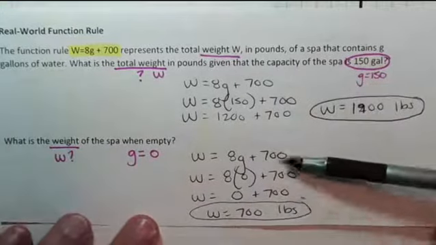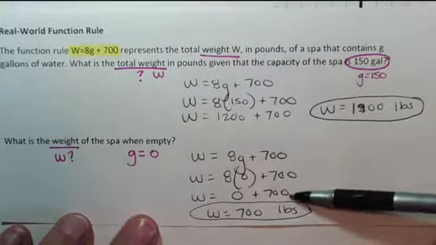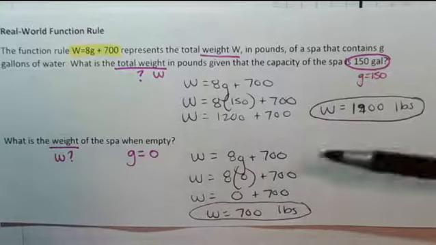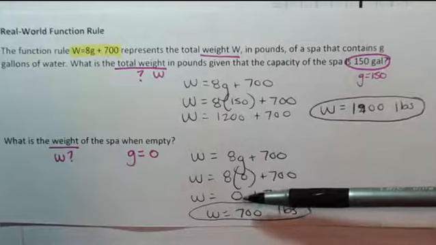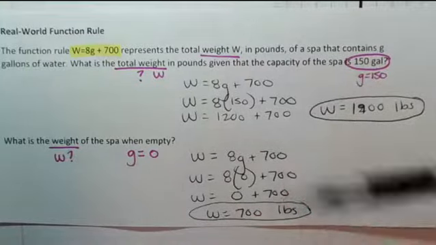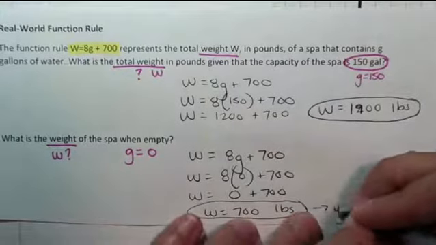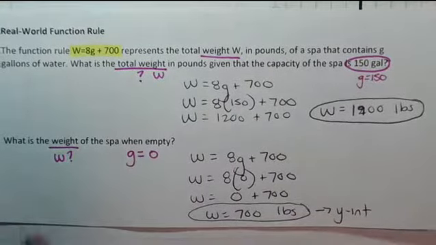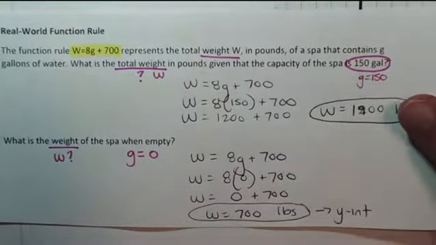So remember we talked about the y-intercept is also called the starting point. Okay, we start off with it already being 700 pounds with all the materials that it's made with. Everything is 700 pounds. When there's no water in it, because it's totally empty, it's just going to be the y-intercept, which will be that 700 pounds. That's the starting point. Okay, so I'm going to go ahead and write y-intercept here. So that's sort of a real-world situation and how we incorporate that function rule with our inputs and outputs.